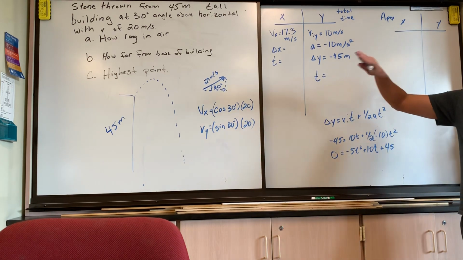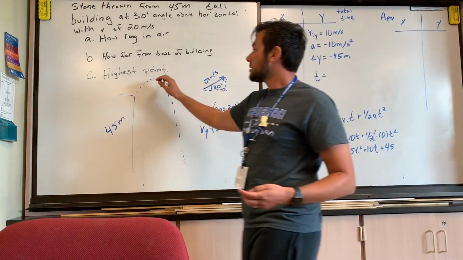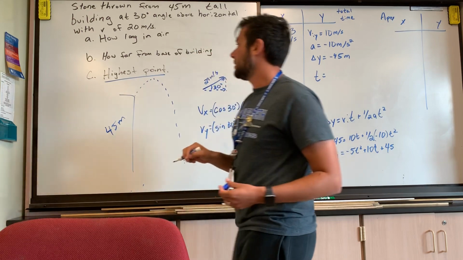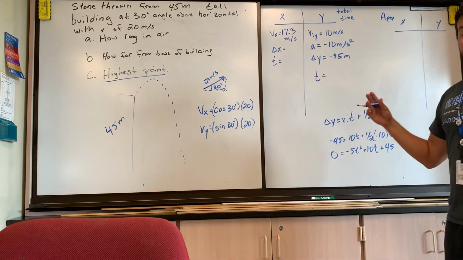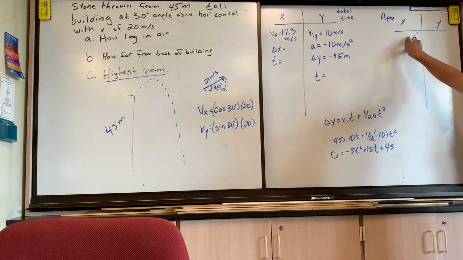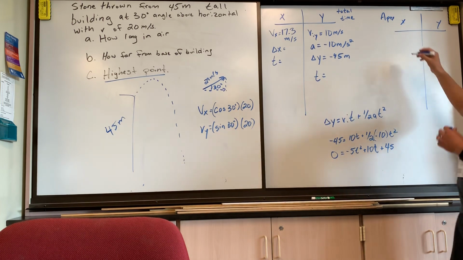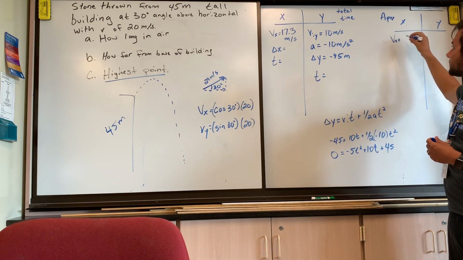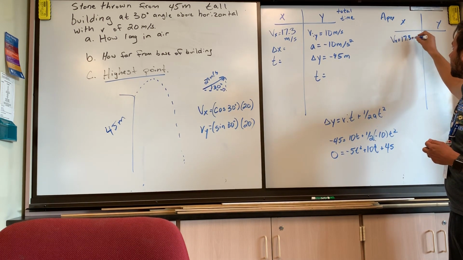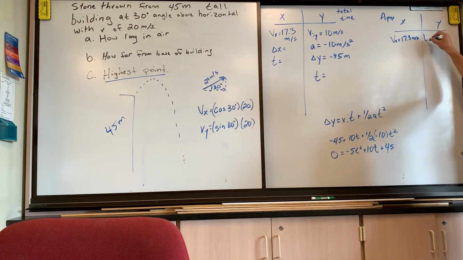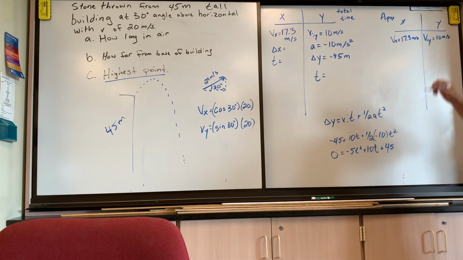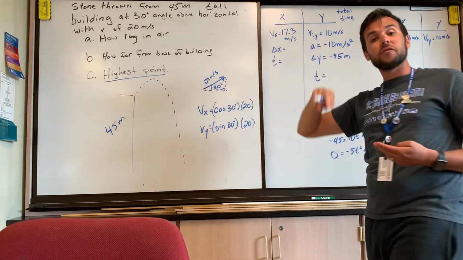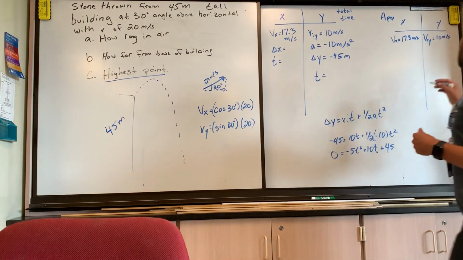I'm going to actually do the longer way, which is also going to help us find this highest point. All right, so let's jump over to this apex side. The nice thing is that our Vx is still going to be 17.3 meters per second, and our Viy is still going to be 10 meters per second. Didn't change anything about how the stone came off the building in the first place.